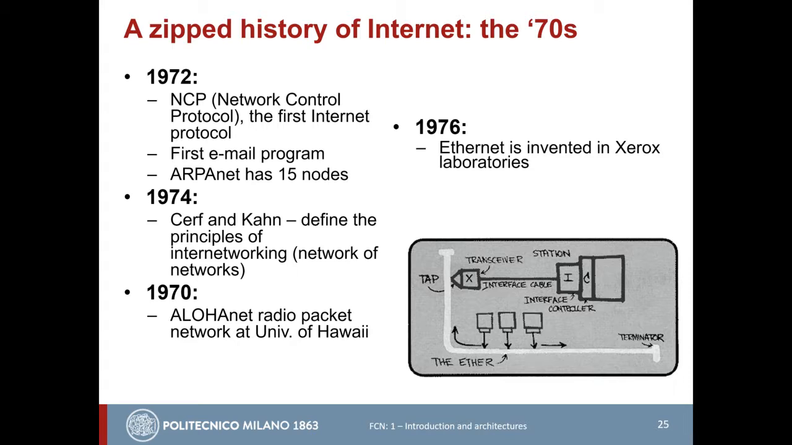For example, radio started to be used to send packets in the ALOHAnet, a network connecting the University of Hawaii, which had different sites on different islands. So radio was the only solution possible. And at the same time, Ethernet was invented at Xerox laboratories, and Ethernet is today absolutely the main, most important protocol that you can use to connect the various pieces of the network.